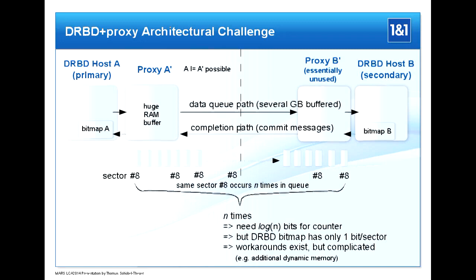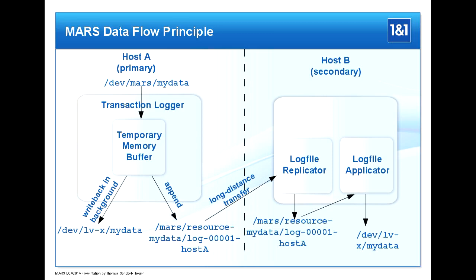And the Mars solution is just here. This is the primary side. One interesting model is the so-called transaction logger. Then there is a temporary memory buffer where data is appended in real time to the transaction log, and write back from the temporary memory buffer happens in a different order. At the moment, it's by sorting, scanning block numbers, for performance optimization. And then you have two separate processes which can be controlled independently from each other.